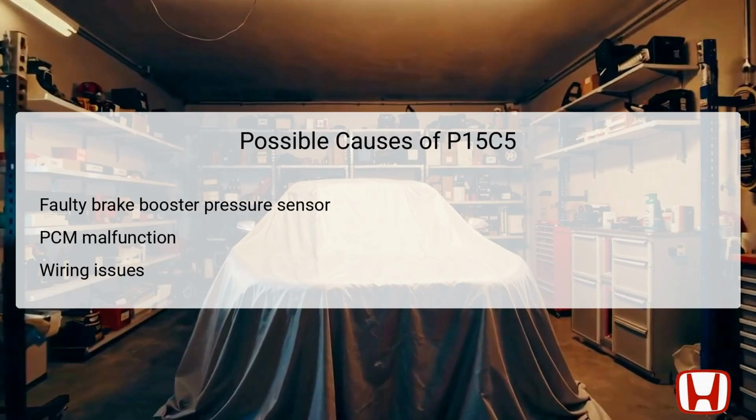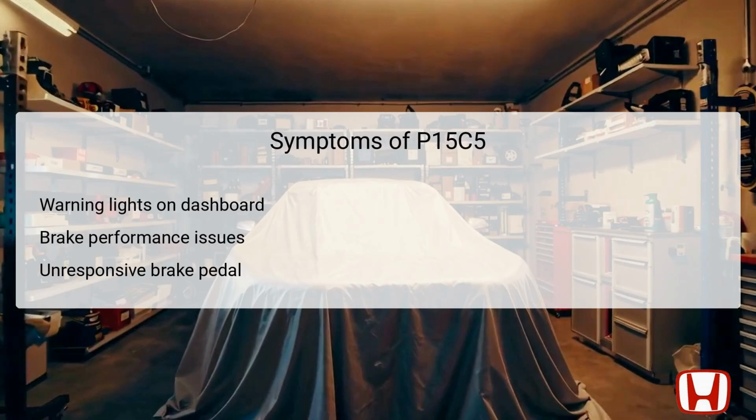Wiring issues, such as damaged or corroded connections between the sensor and the PCM, can also lead to improper voltage readings being relayed. Such issues create a chain reaction that affects braking efficiency, making it vital to evaluate these potential causes thoroughly during troubleshooting. When DTC P15C5 is triggered, various symptoms may become apparent.